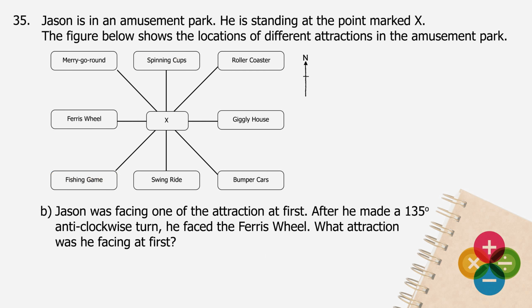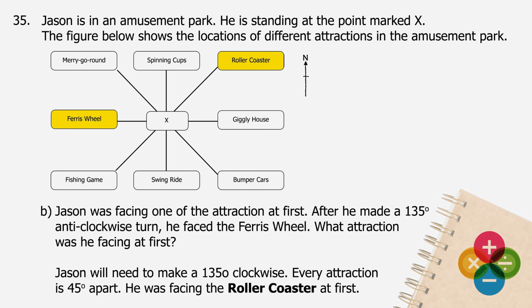B. Jason was facing one of the attractions at first. After he made a 135 degrees anti-clockwise turn, he faced the Ferris wheel. What attraction was he facing at first? Jason will need to make a 135 degrees clockwise turn back to the first attraction. Every attraction is 45 degrees apart. He was facing the roller coaster at first.